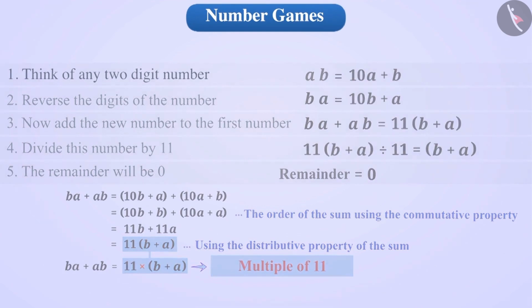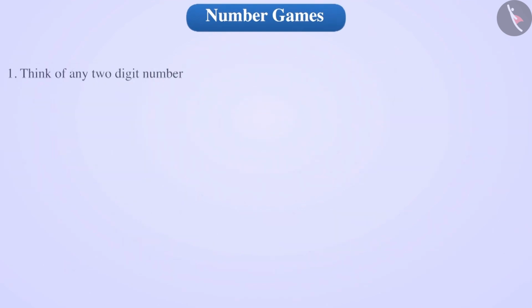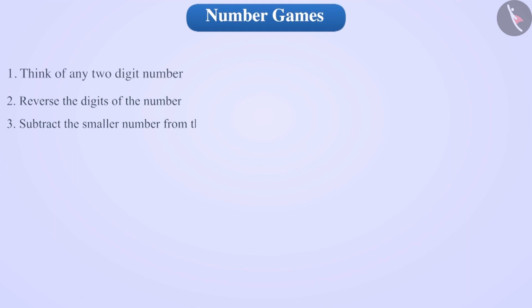Let's play another game. Think of any two-digit number. Now reverse the digits of this number. Subtract the smaller number from the larger number and divide the number which is obtained by 9. You must have got the remainder 0, haven't you? Now let's find out how this game works.